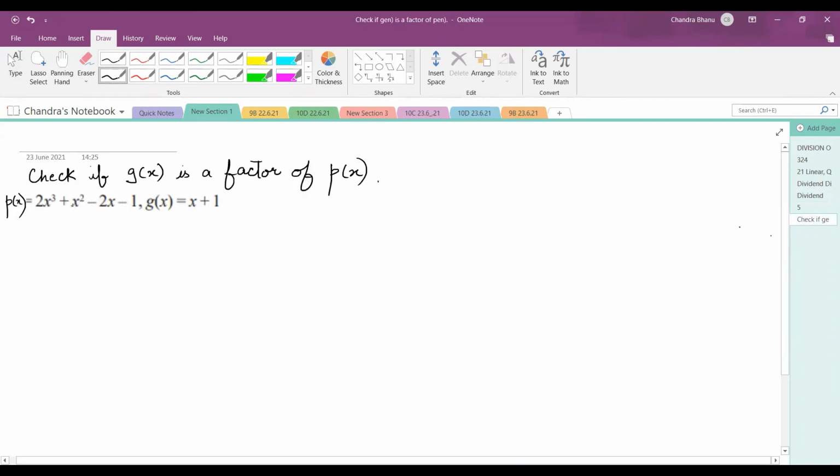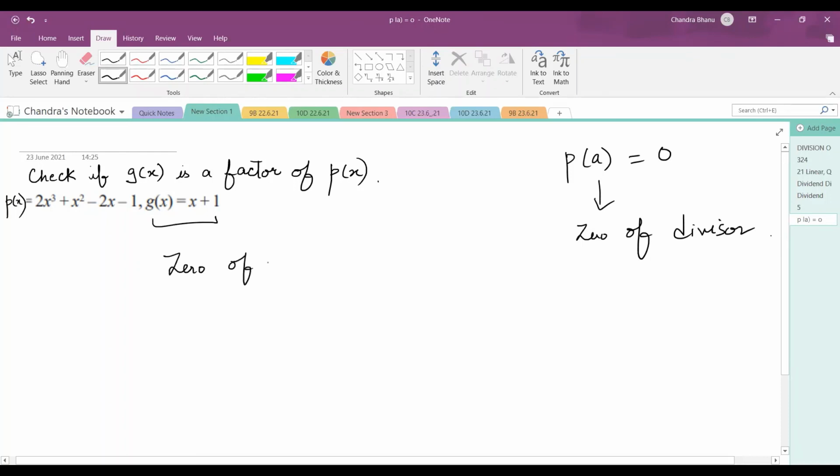Now let's do this example. Check if g(x) is a factor of p(x). So basically I have to check that it's a factor. That means I have to check that p(a) is 0. And who is a? a is basically the zero of the divisor. Who is my divisor here? My divisor is g(x). So I need to find the zero of g(x). So the zero of x plus 1: in order to find it, I will put it equal to 0. So my x is minus 1.